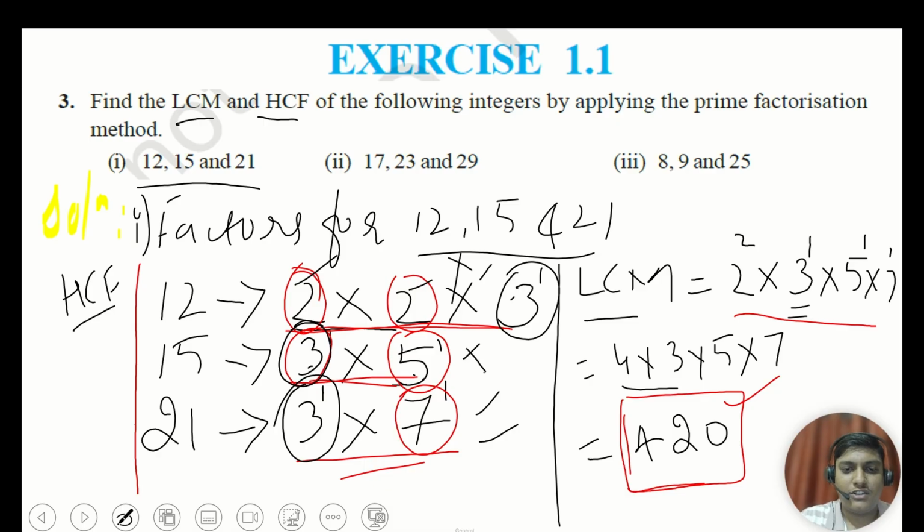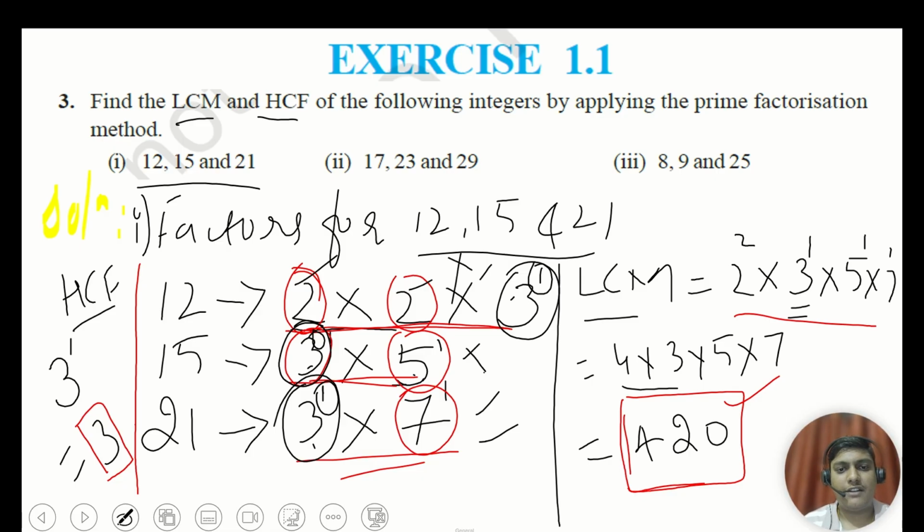So only 3 is present in all, and that is the common factor I have written, and you have to take the least power. What is the least power? If you check here also the least power is 1, here also 1, here also 1. So it is basically 1. So your HCF is 3 itself. HCF is 3. I hope I have answered this question. I hope it is clear. Okay, let's move to the next question.